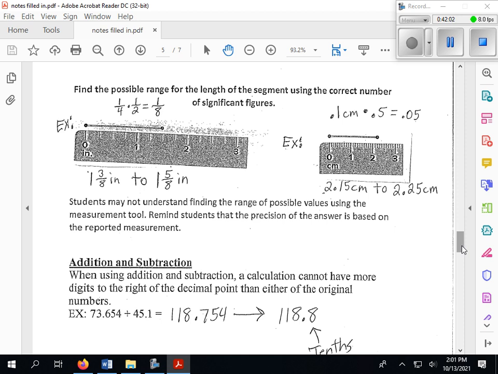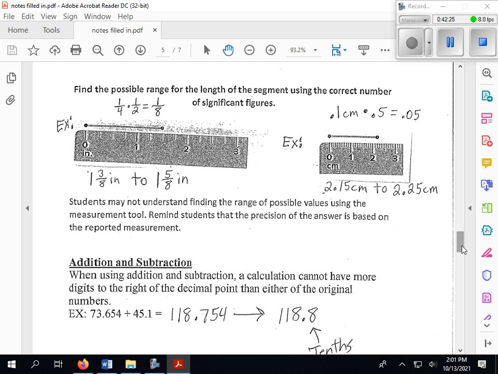What's the smallest measurement on this centimeter ruler? 1/10 of a centimeter, because there's 10 little spaces in there, right? So 1/10 of a centimeter. So we take 0.1 times 0.5, that gives us 0.05.